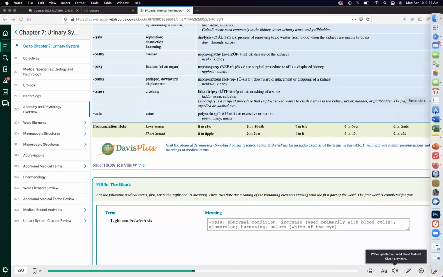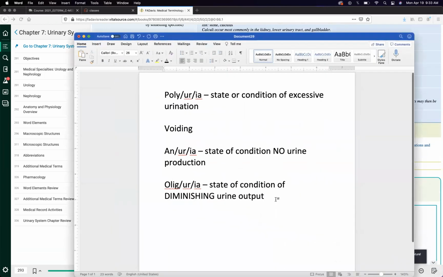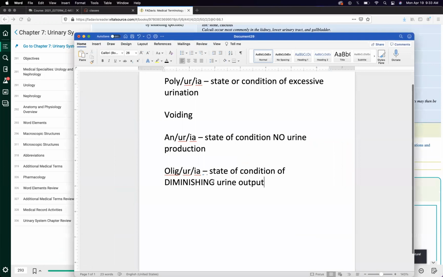So let's see. Did we go over polyuria? Yeah. Polyuria, anuria, oliguria. Now, there could be things in your urine which are not good, like glucose. Glycosuria, the condition of excessive glucose. You shouldn't have sugar in your urine. You shouldn't be filtering out sugar. That means you have either a ton of sugar or your kidneys are broken.